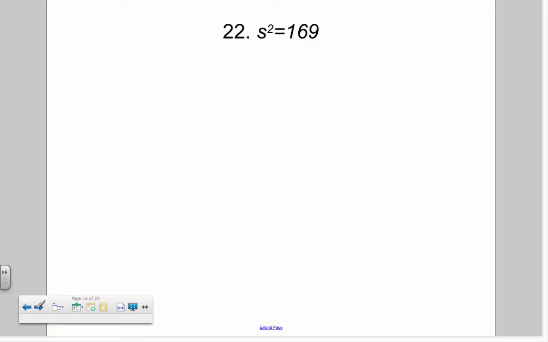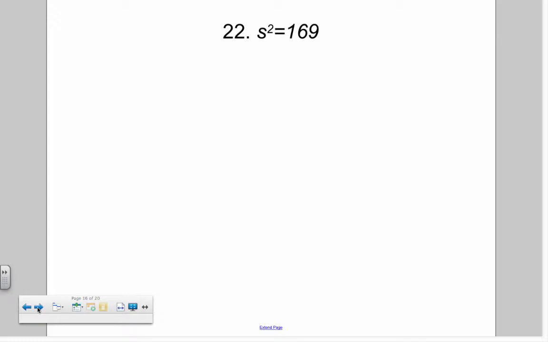We're going to start with number 22. Number 22 says s squared is equal to 169. So we're just given an equation. And with all equations, we have to solve by undoing operations in reverse order. Usually when we evaluate something, we follow order of operations, which we refer to as PEMDAS a lot. When we are solving for a variable, we have to go in reverse order of operations.